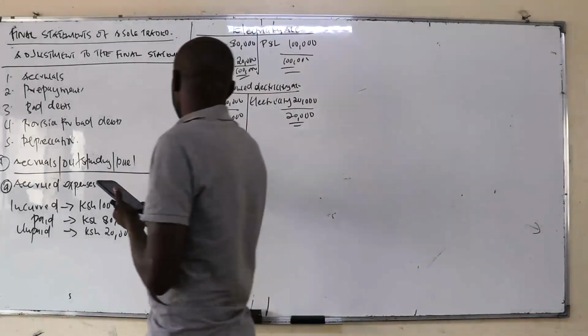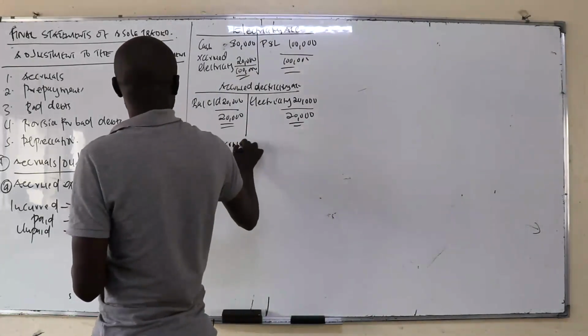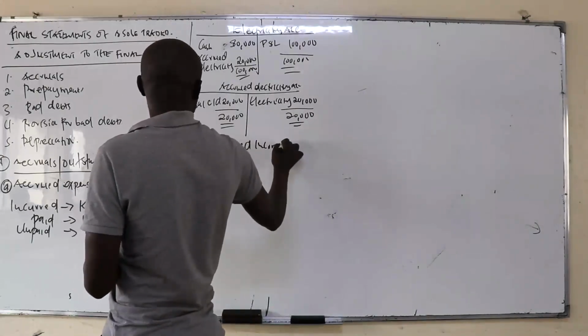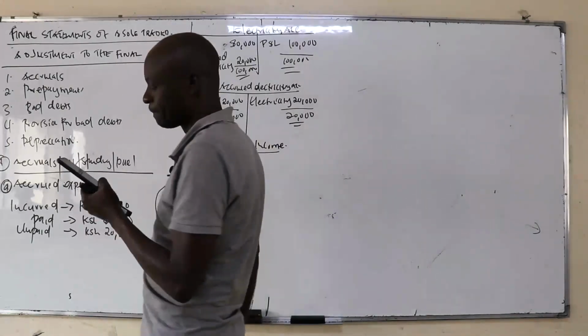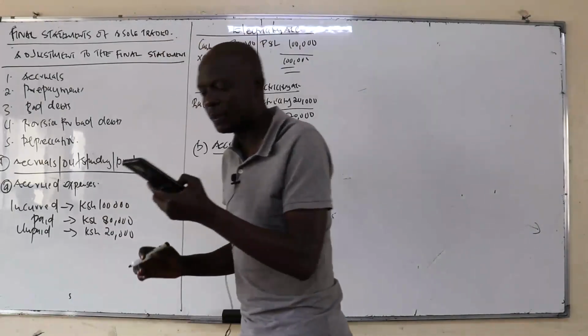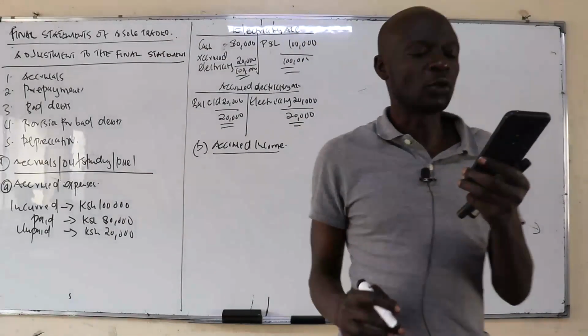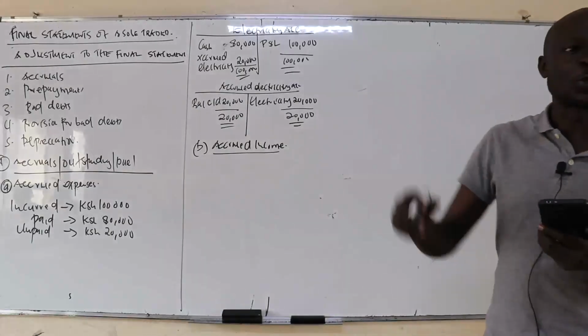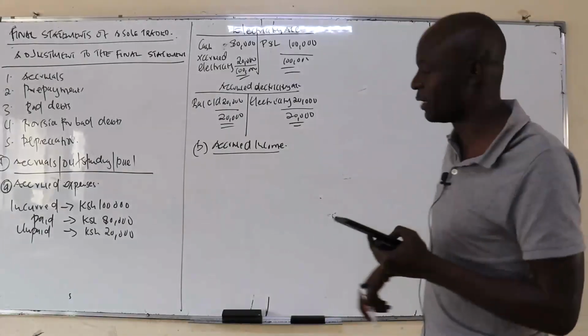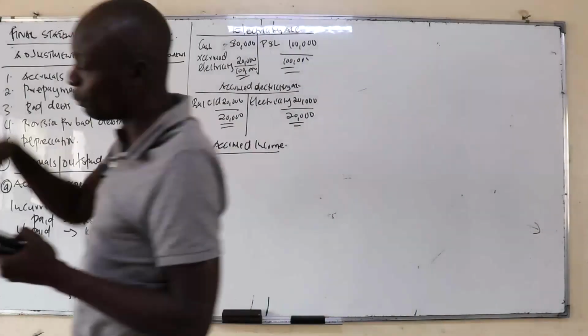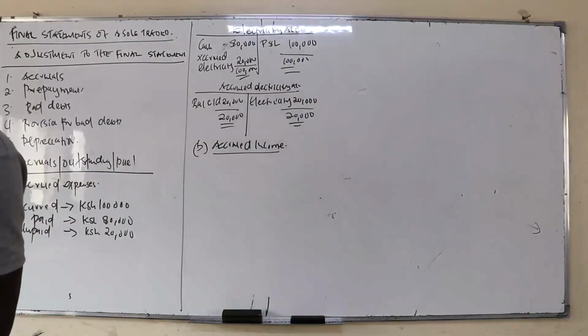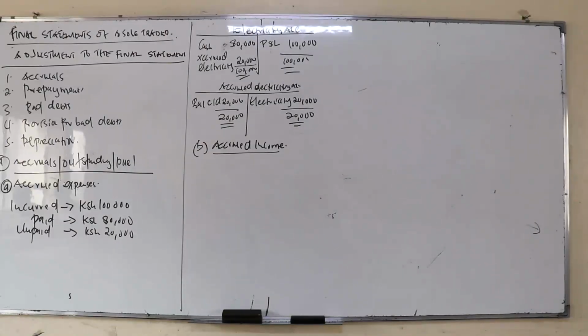And then B, we have what we call accrued income. So this is income that relates to the current year, but cash has not yet been received. For example, you have a rental property like this building. Your tenant is still having some balance to clear. He has already used the premises for particular months, but has not yet paid. So the amount that is not yet paid is called accrued income.